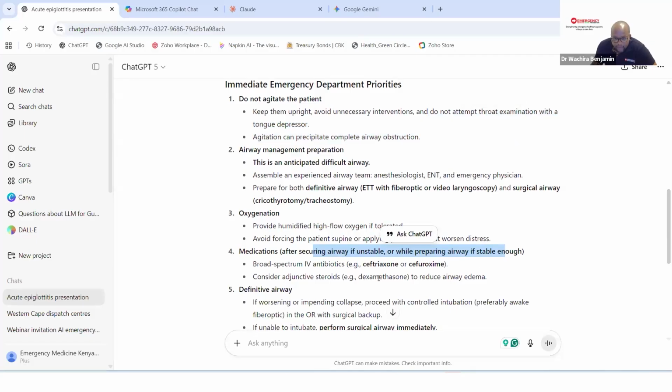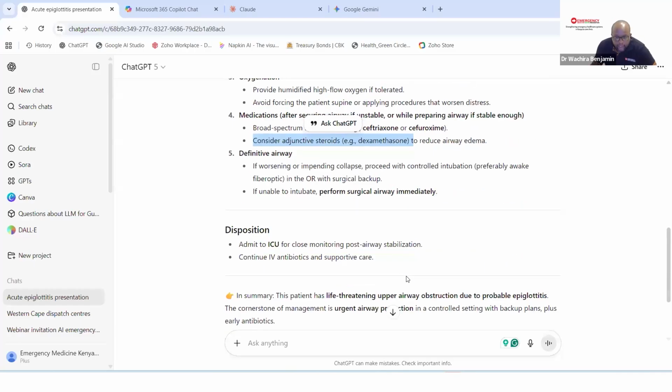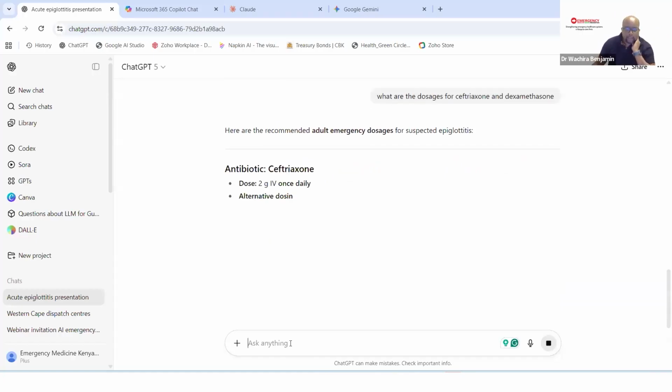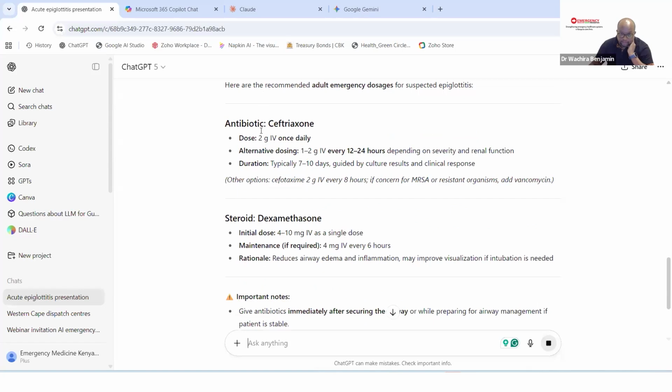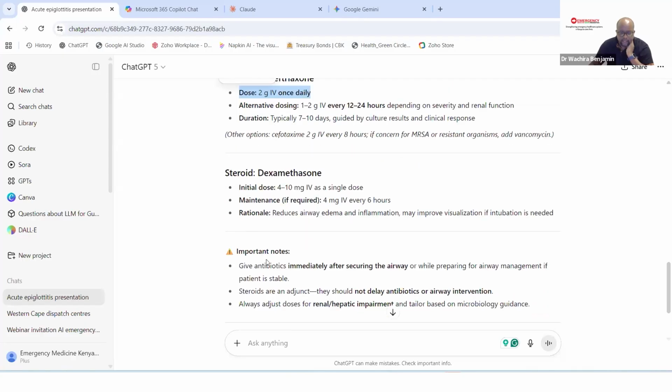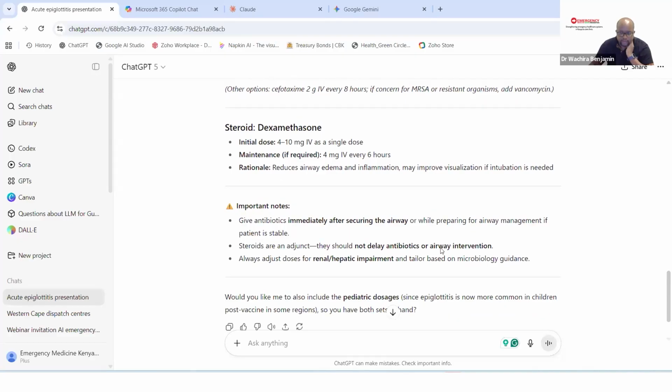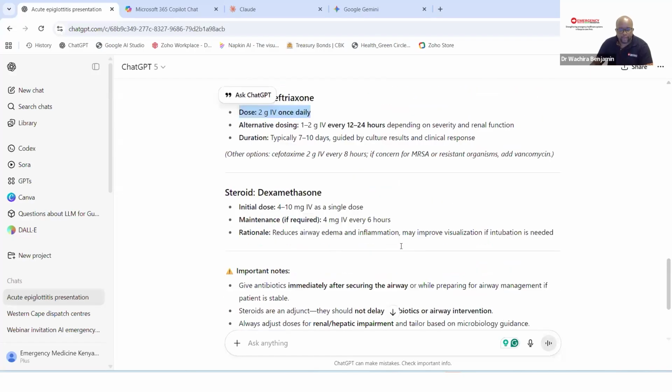After securing the airway, if unstable, and once the airway is stable, give antibiotics, ceftriaxone or cefuroxime, and adjunctive steroids, dexamethasone, to reduce airway swelling. So let me just give antibiotics. What are the dosages for ceftriaxone and dexamethasone? Dosage: 2 grams IV, or 1 to 2 grams every 24 hours. I'd probably just go with that. And then dexamethasone, I need to give 4 to 10 milligrams IV as a single dose. So I'm doing 10 on the higher side, maintenance 4 milligrams every 6 hours. Do not delay antibiotics or intervention, always urgent. All right, cool.